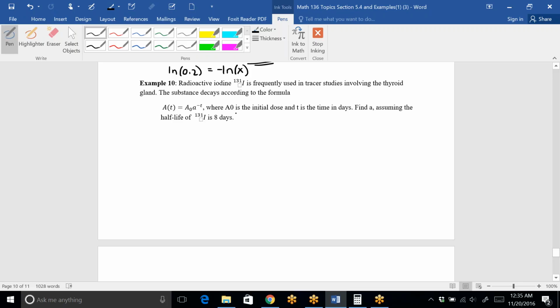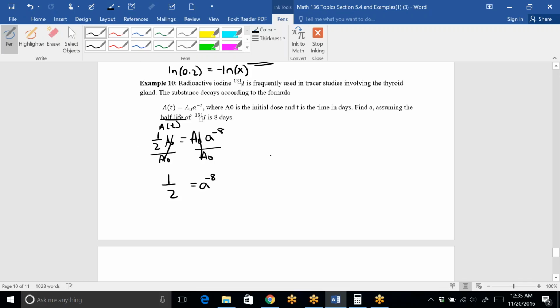Now, what you have to remember about the half-life, that means that whatever you start with, you have half of that at the end. So this is A sub T if you're doing half-life. This is A to the negative 8. So we can actually divide the A sub 0 out because we don't care how much we started with, we just want to know that we have half left over.